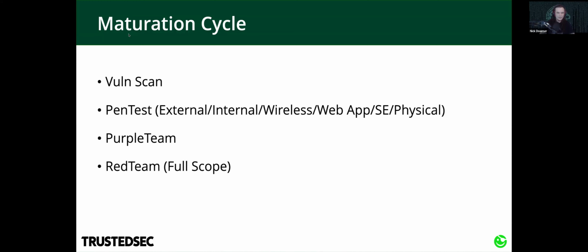However, that's not the end all be all, right? A lot of the times when we see organizations that work a lot with their vulnerability scanning, when they get to the penetration testing phase, they may have a lot of issues that come up that you don't necessarily see from a vulnerability scan. These may be things like misconfigurations, weak password policies, MFA not being enabled in certain places, things along those lines.